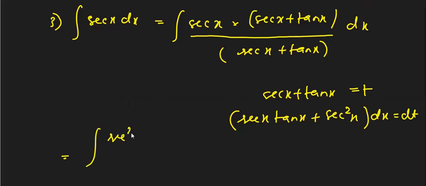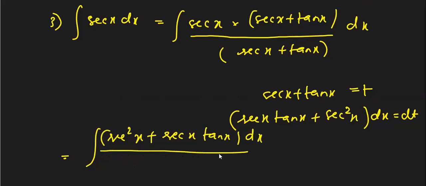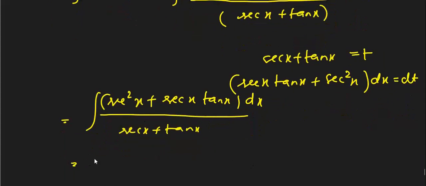So if you multiply by secant x, we'll get secant square x plus secant x tan x dx. Divide by the denominator, the same term, that is secant x plus tan x. So we can back substitute the values now. That is secant square x plus secant x tan x, that is this term into dx, is to be replaced by dt divided by t.